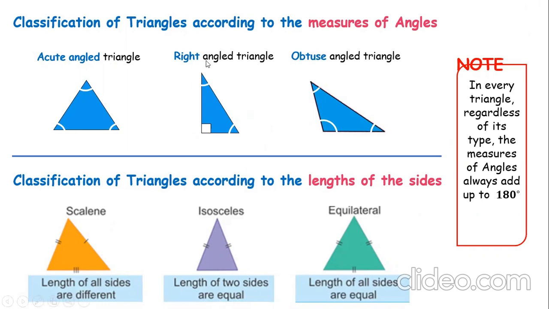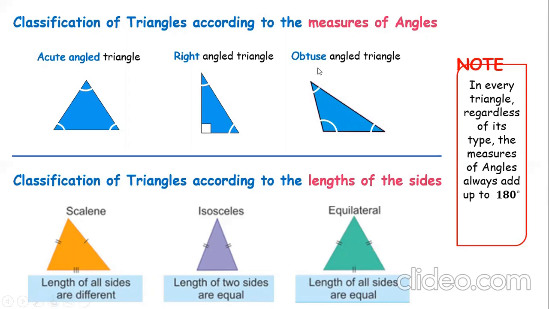The second case is the right-angled triangle. In this type of triangle, we have one angle with a size of 90 degrees, and the rest of angles are acute, meaning each of them has a measure that is less than 90 degrees.